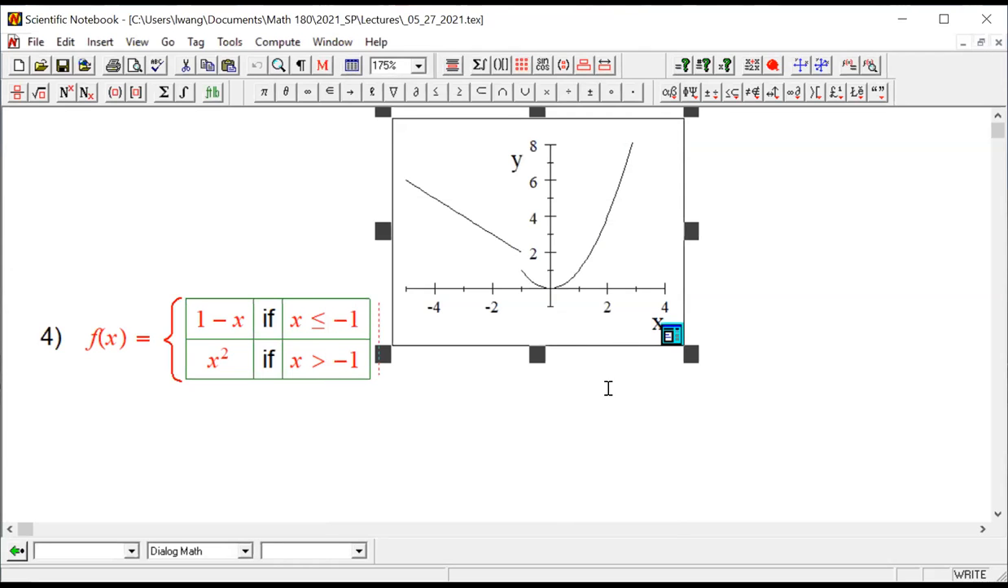Okay, so that's the picture. This piece is 1 minus x, the other piece is x squared, but x squared is starting from -1. And this line ends at -1. So at the intersection here, you have to put circle dots in place. Can you guys put those circle dots there?